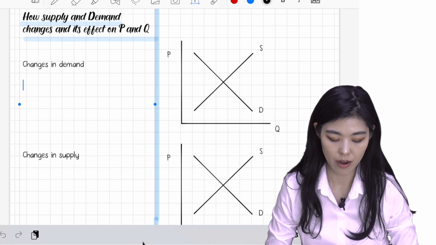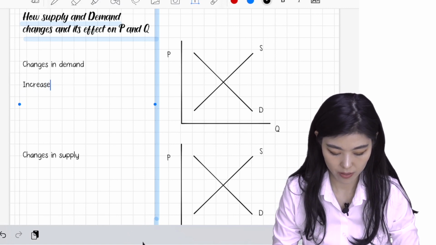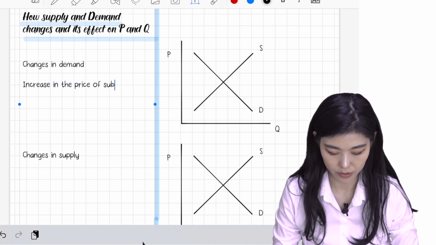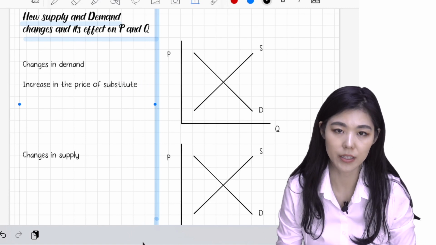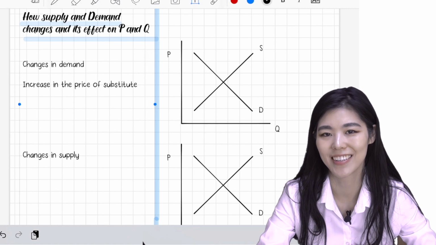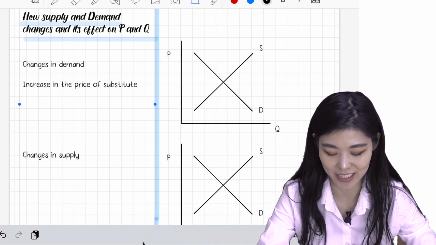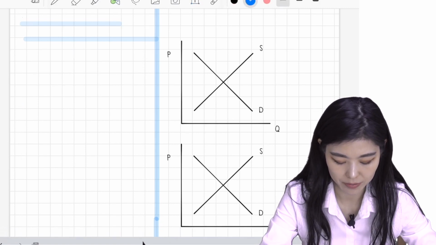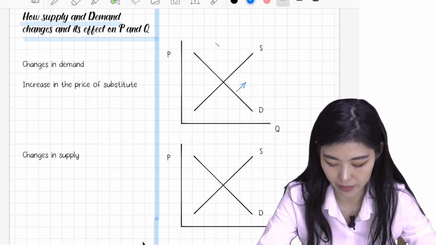Let's say that there is an increase in the price of a substitute. So what happens to the demand curve then? When there is an increase in the price of a substitute, then the demand curve will shift to the right. Demand will shift to the right because people are rather going to buy this product.